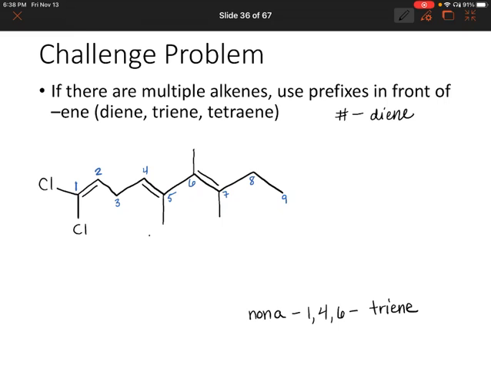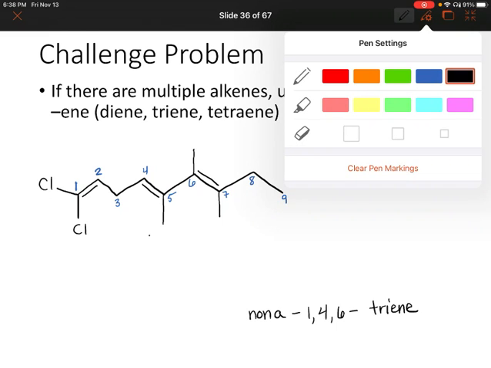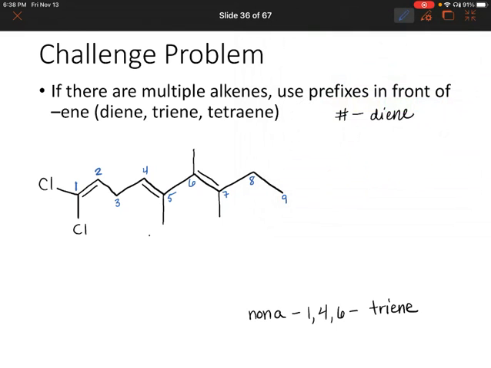All right, so now let's list where all of our substituents are. We've got a chlorine, a methyl, and another methyl. Okay, so what would come first alphabetically, chloro or methyl?